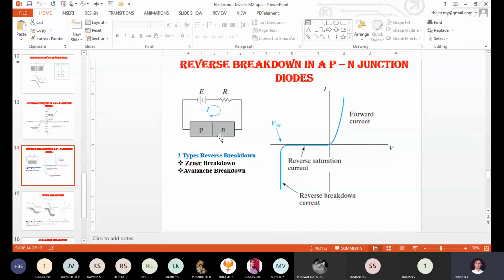Now coming to the minority charge carriers. The electrons are the minority charge carriers present in the P type. Holes are the minority charge carriers present in the N type. Correct. So now when you consider the minority carriers, with respect to this kind of biasing, the minority charge carriers will start repelling each other. The minority charge carriers will experience the repulsive force due to the supply voltage.